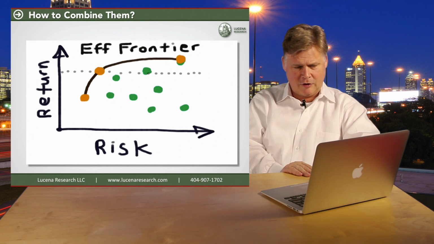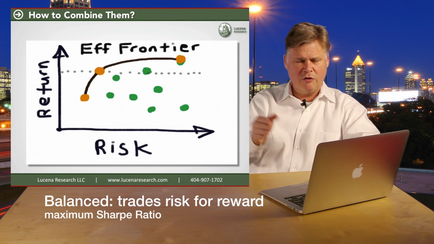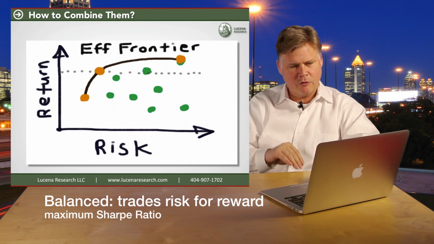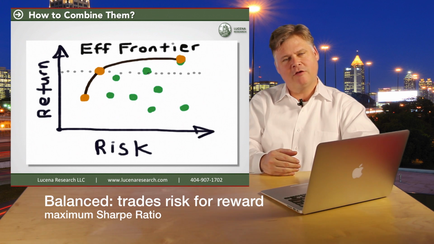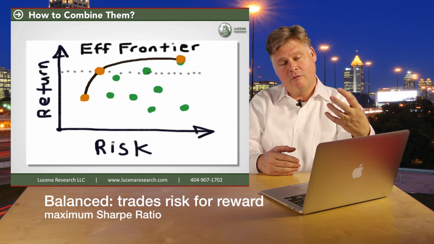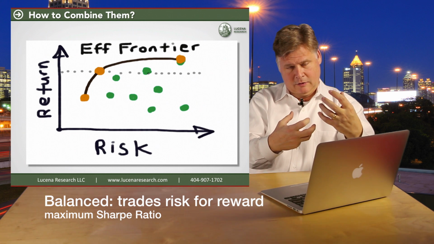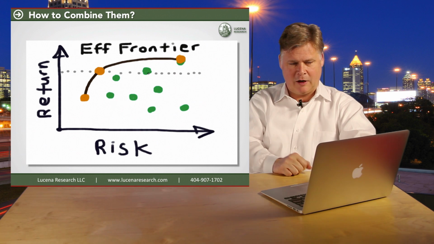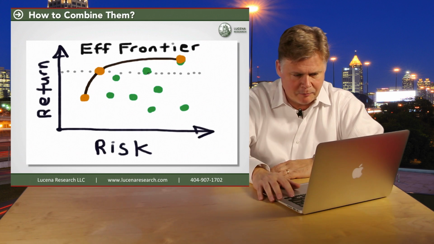There's this other interesting point along that line, which we call balanced, which is in between the two, and that's the one that maximizes the ratio of reward or return to volatility. That one maximizes the Sharpe ratio.